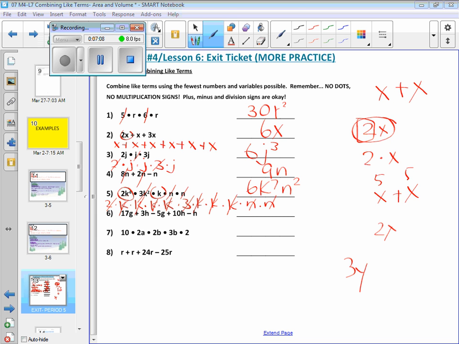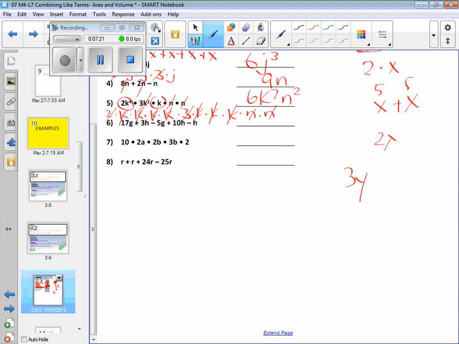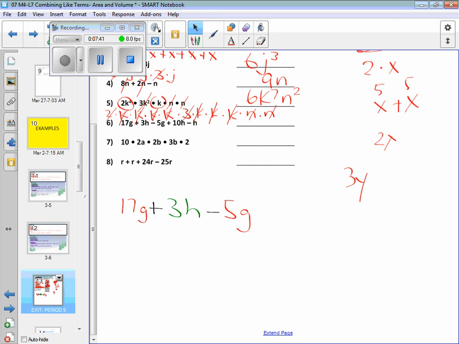Okay, now we have 2 variables. You can't combine colors. So I'm going to handle just the g's first. I have 17 g's, right? I'm going to rewrite it because it's kind of 17g. That's one variable. Plus 3h. I'm going to do it in a different color so you can see the difference. 3h. And then they go back to the g's again, right? Plus 10h. And then minus h, right?